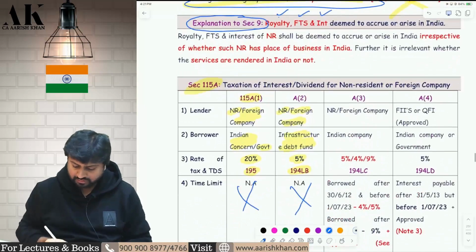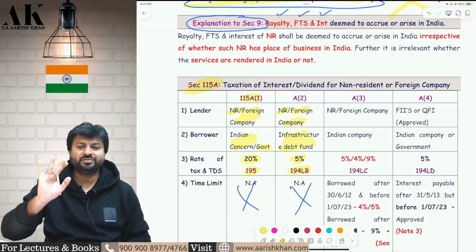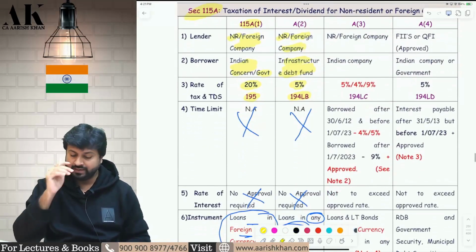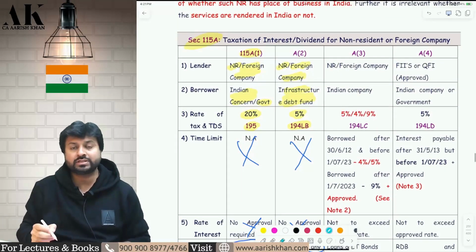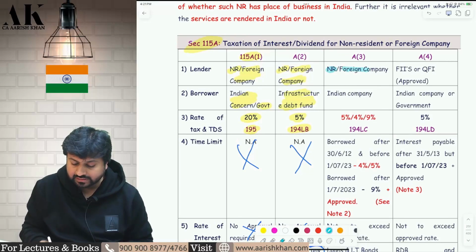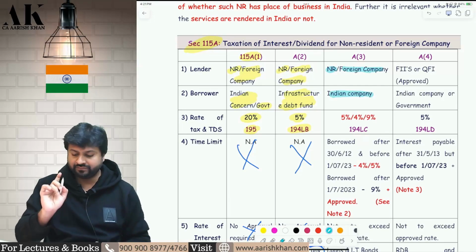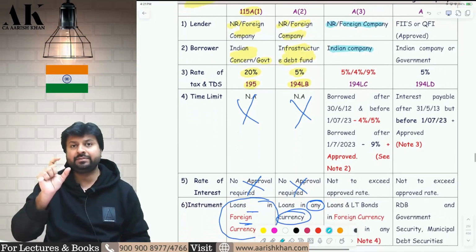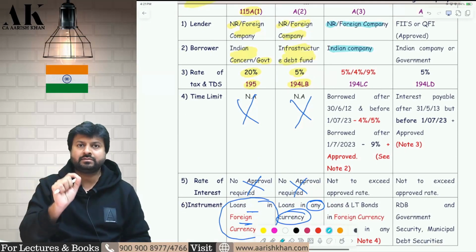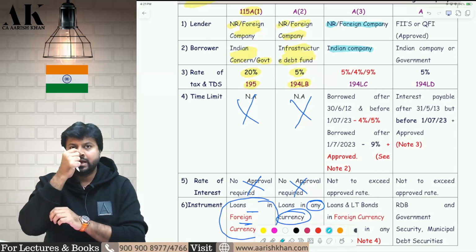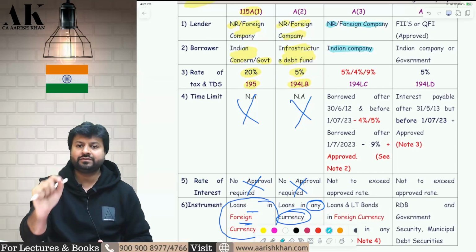Now let's move on to the third and the fourth section. The third section is the most dangerous one. The fourth section is very easy. In the third section, who is the lender? The lender is a non-resident or foreign company. Who is the borrower? The borrower is only an Indian company. Be very careful. And in the third section, there are multiple tax rates. Sometimes it is 5%, sometimes 4%, sometimes 9%. I'll teach you all of them, when it is 5, when it is 4, when it is 9%.